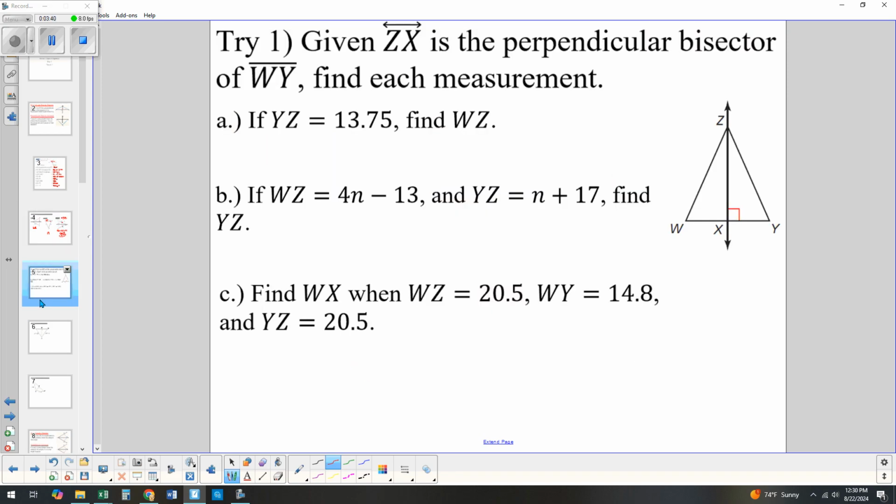So here are some try problems. You could pause if you'd like. The answers are posted online.